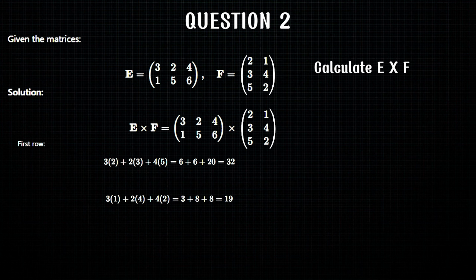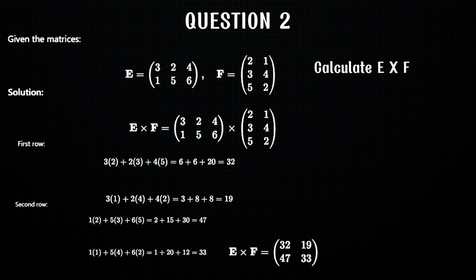Then let's move to the second row of matrix E, multiplying it with the first and second column of matrix F. So that will be 1 times 2 plus 5 times 3 plus 6 times 5 equals 2 plus 15 plus 30, which is equal to 47. And we have the same second row multiplying the second column of matrix F. So that will be 1 times 1 plus 5 times 4 plus 6 times 2, which is equal to 1 plus 20 plus 12 equals 33.